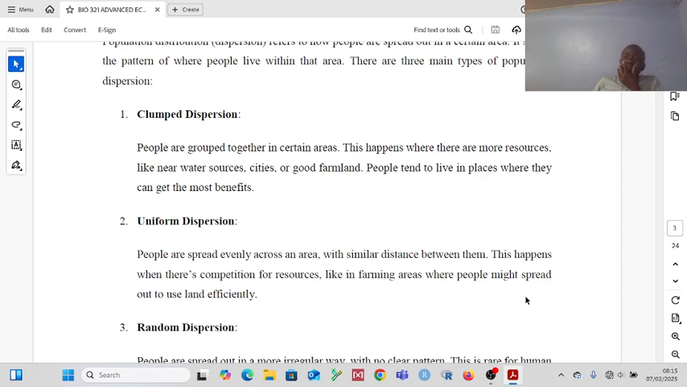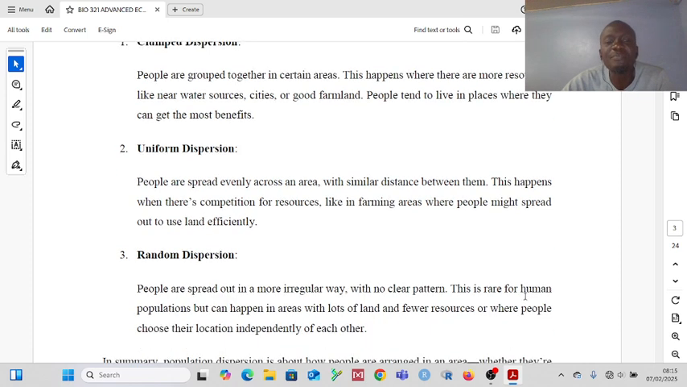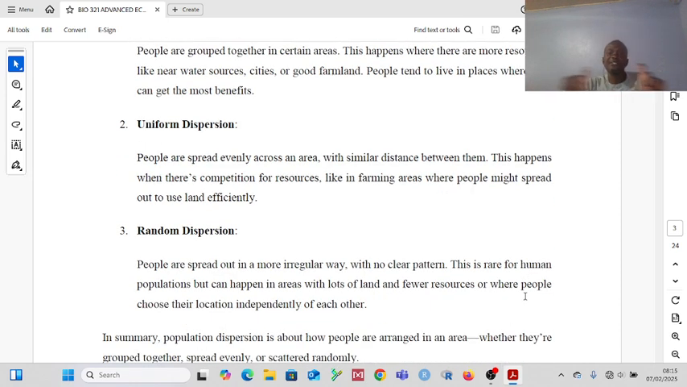The next one is a uniform dispersion or uniform distribution. In this, organisms are spread out almost evenly across the region that they are occupying. So they have almost a similar distance in between. Okay, so this will happen in areas where there is competition for resources. So it means you have to move away from your competitor as much as possible.